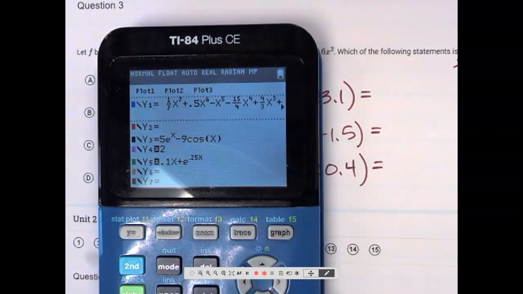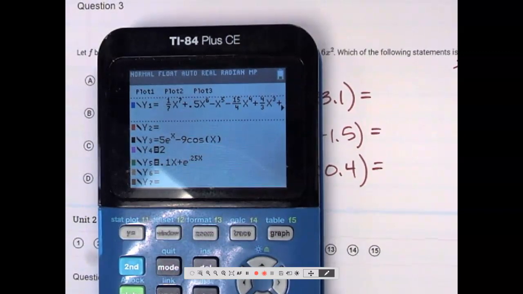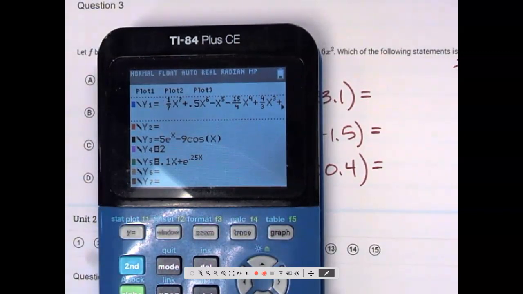Alpha y equals, get your fraction. Remember, if it's 1/2, do 0.5. You changed your mind now? So once you get it typed in Y1, then go back to a blank screen.